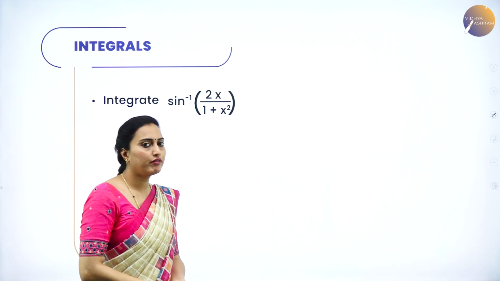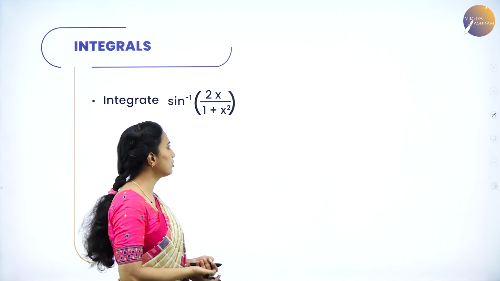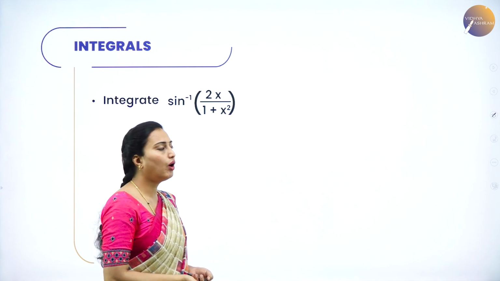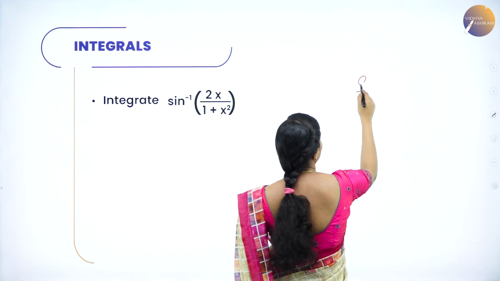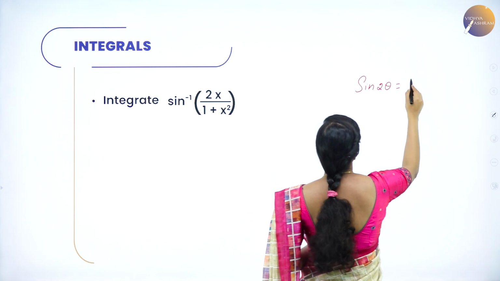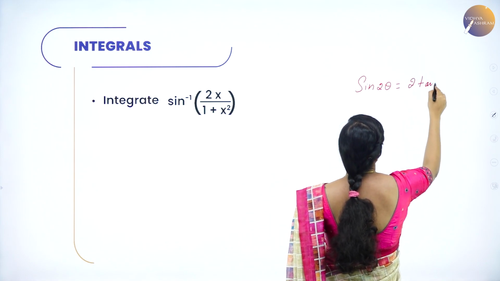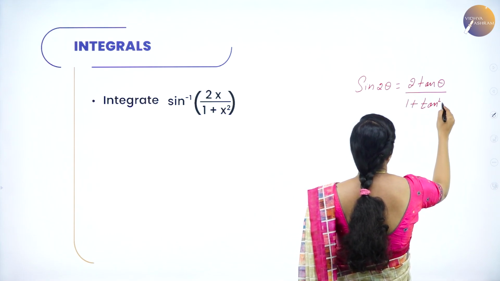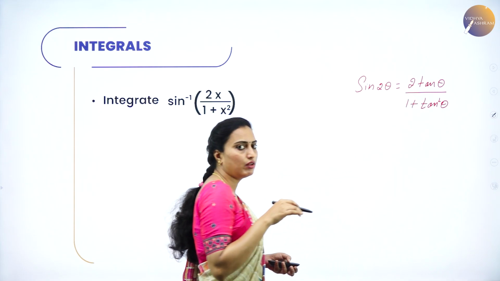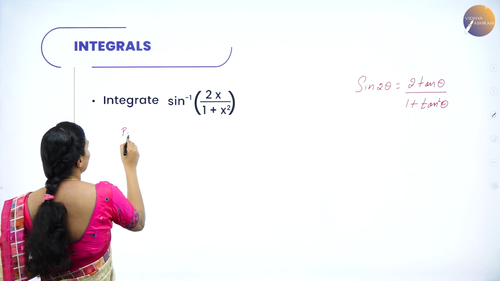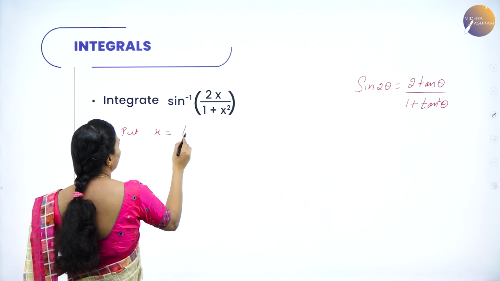So, what is the next problem they've asked, dear students? Integrate sine inverse of 2x divided by 1 plus x squared. Dear students, you know already sine 2 theta in terms of tan. What can be written as? Which is nothing but 2 tan theta divided by 1 plus tan squared theta. This is one of the forms of sine 2 theta, right? So, therefore, substitute x equal to tan theta. So, put x is equals to tan theta.